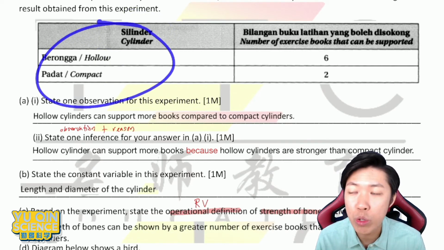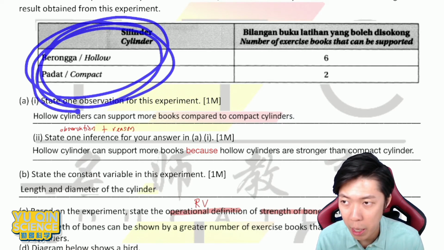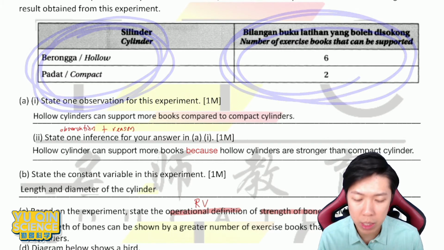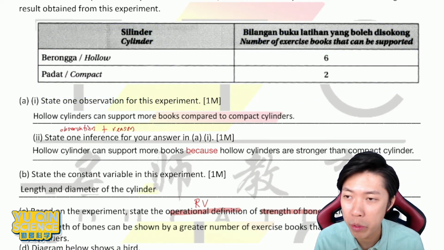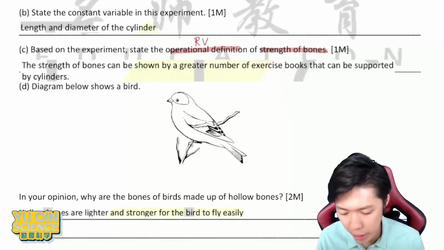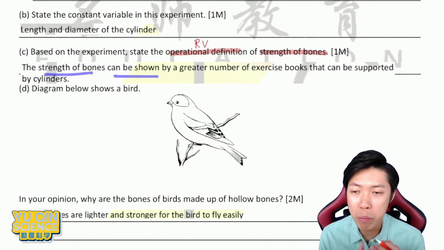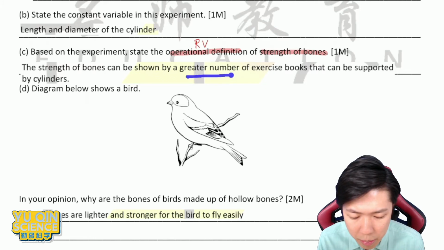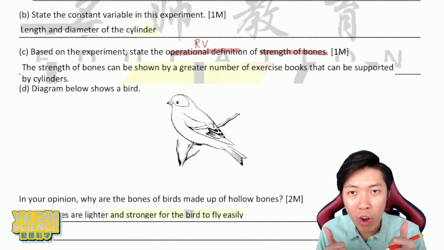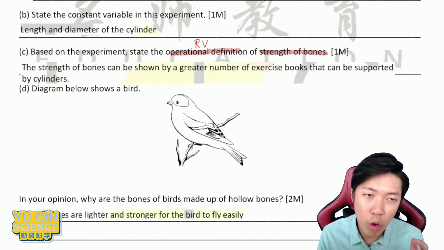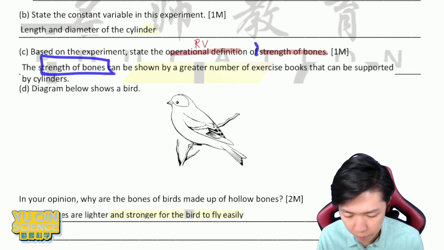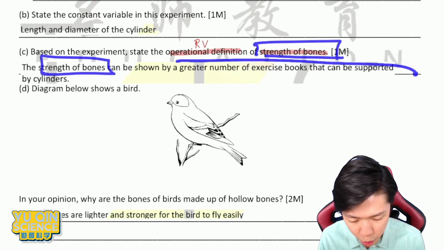Manipulated, 操纵性变数, manipulated in Mandarin, type of cylinder. Responding, 反应性变数, means your responding variable. Okay, so I want to use this and this to relate. So this is how I write. The strength of bone can be shown, or can be proven, by the greater amount of exercise books that can be supported by the cylinder. It means you can support more, you're strong. You cannot support more, you're not strong. So I did use my subject. I did use my responding variable.